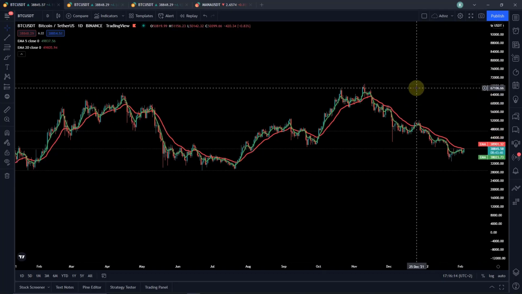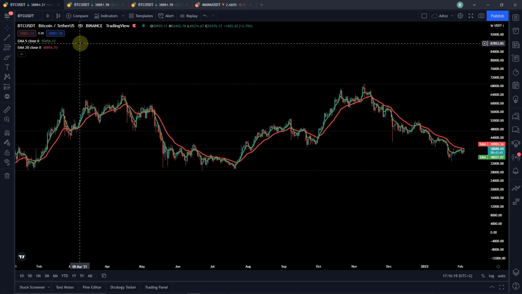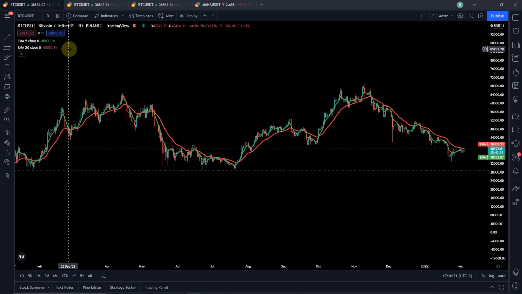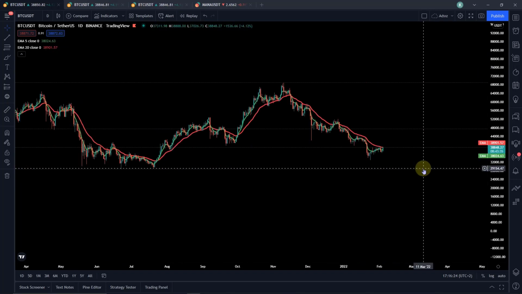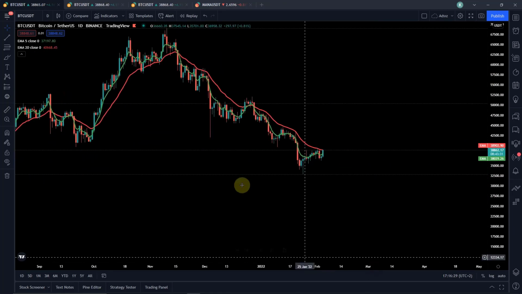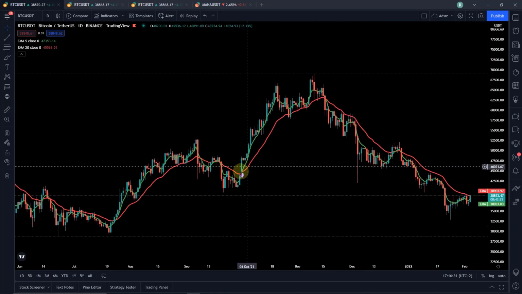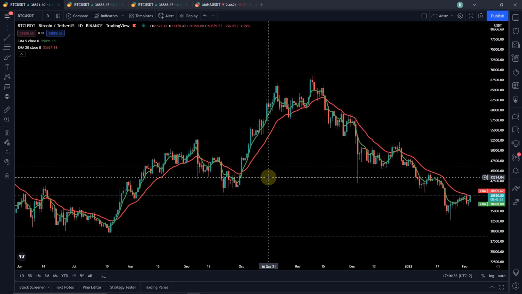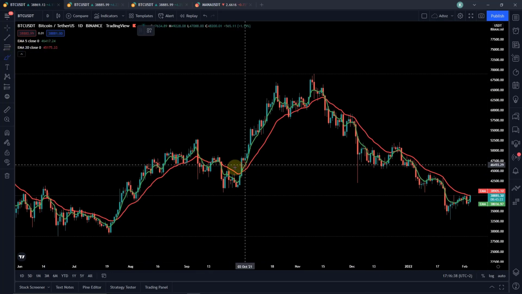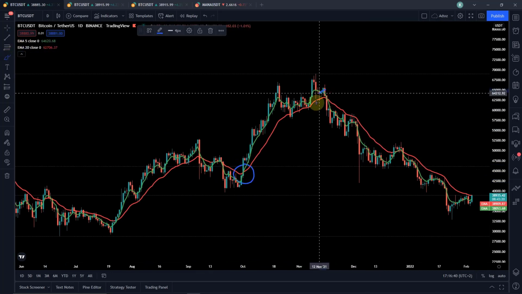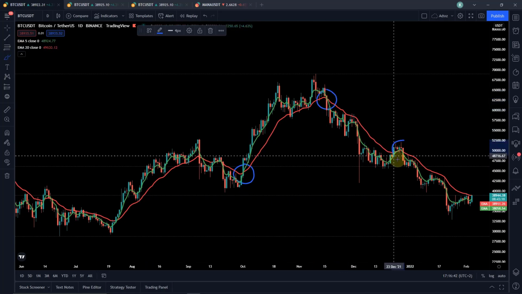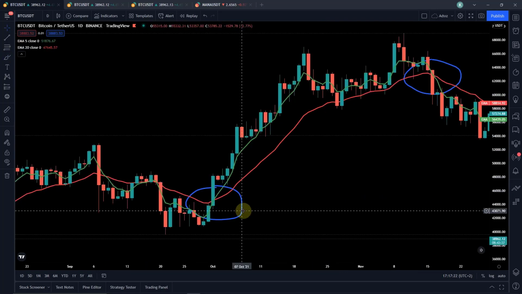We are now looking at Bitcoin graph for 1-day chart. I set my EMA 5 to green line and EMA 20 to red line. We have to look for crossovers, the crossings. Crossovers are the positions where these two lines have crossed. Let's find together. The first crossover is here. The second one is here. And the third one is here. I am starting with the first one.